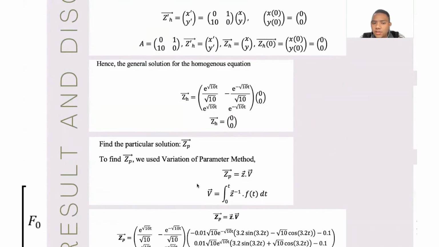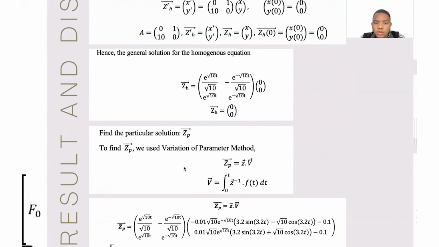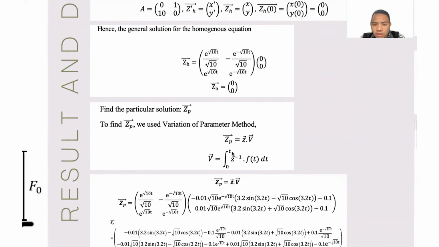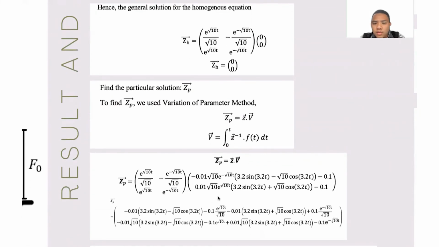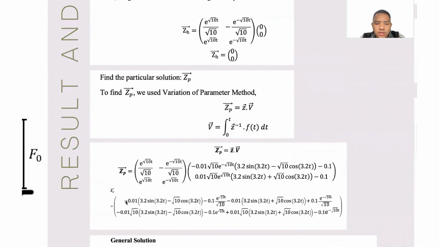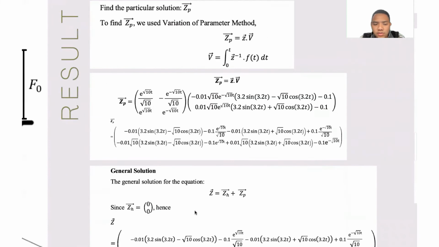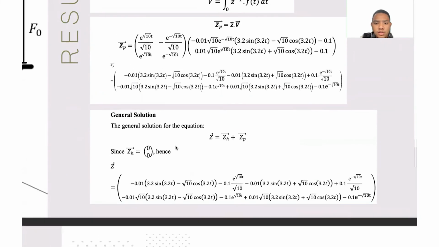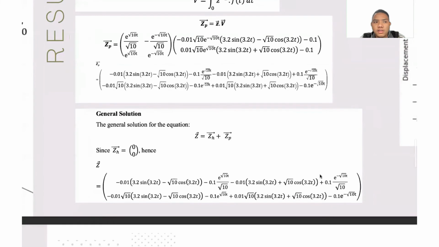After that, we find a particular solution. We use the variation of parameter method. So this is the formula, and we just put everything in order, and then finally we get this answer. So this is the vector z partial solution, and then for the general solution, we put it back in order. Since the vector z homogeneous solution is 0, hence, we get vector z equal to vector z partial solution. So, therefore, this is the answer.